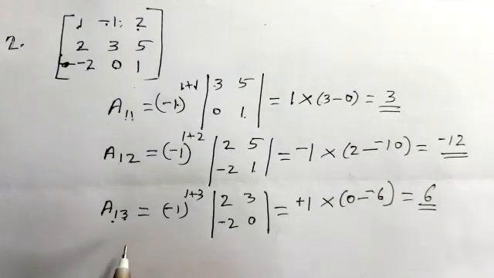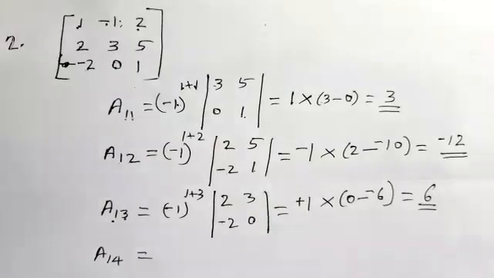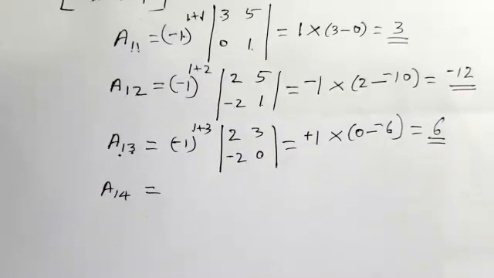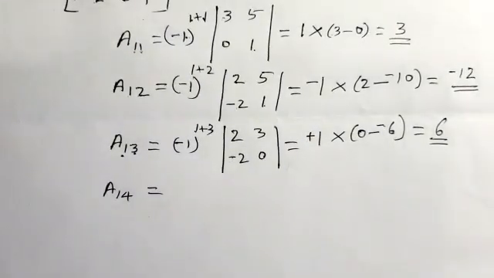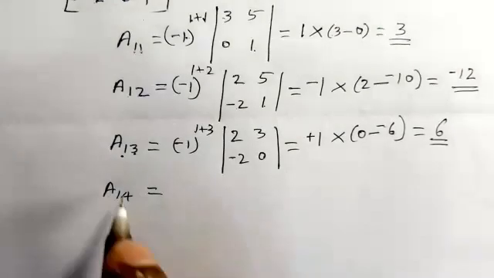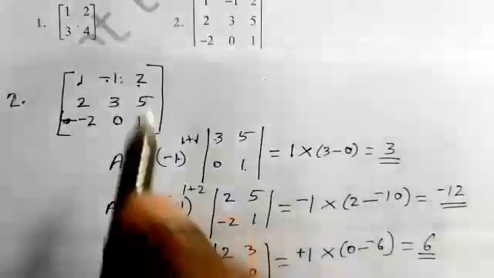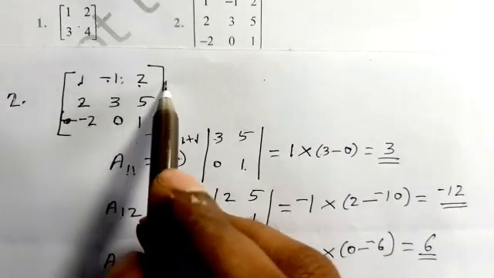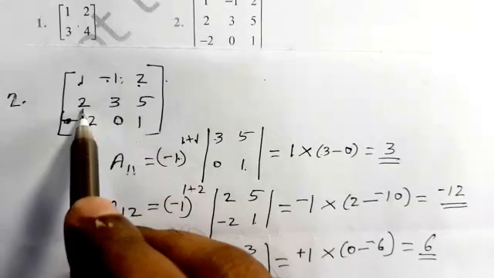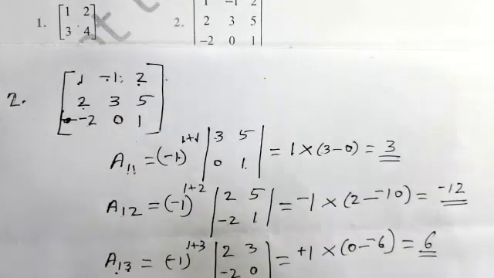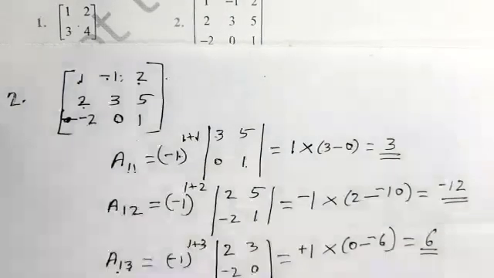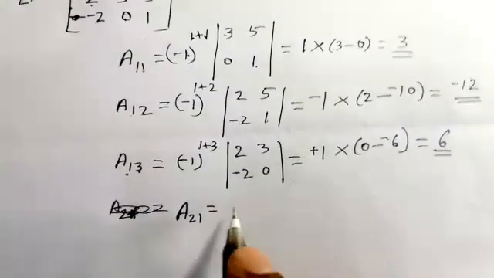Now we can go to find A14, which is equal to... here not 1 4, next row. 1 4 means the fourth column. Is there a fourth column? No, there is no fourth column, so it will not come. Now we come to the next element, this position. A21. So we can write A21 is equal to A21.